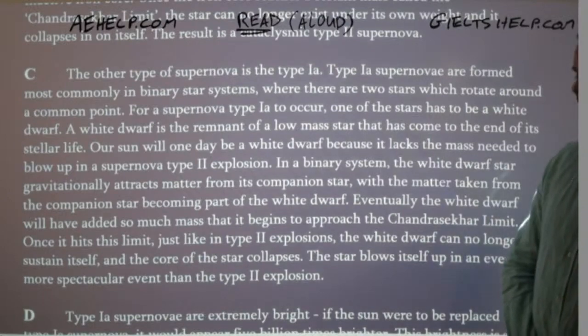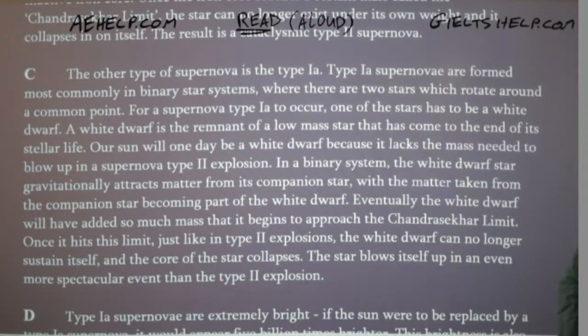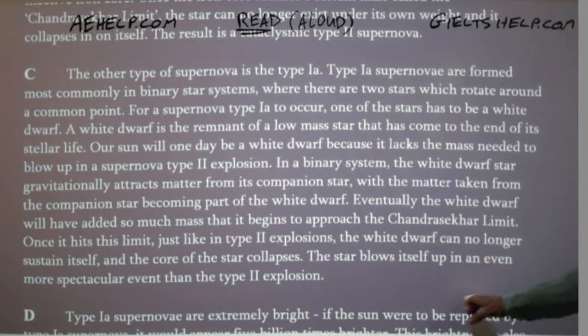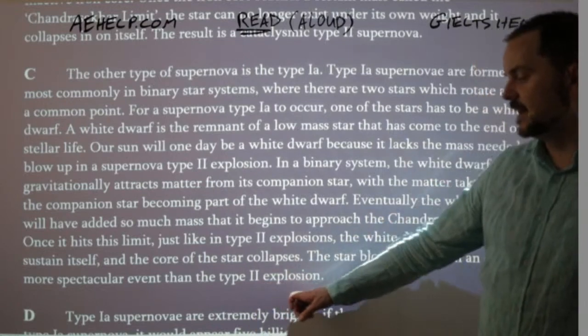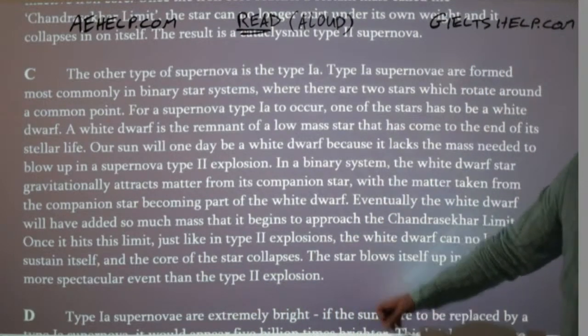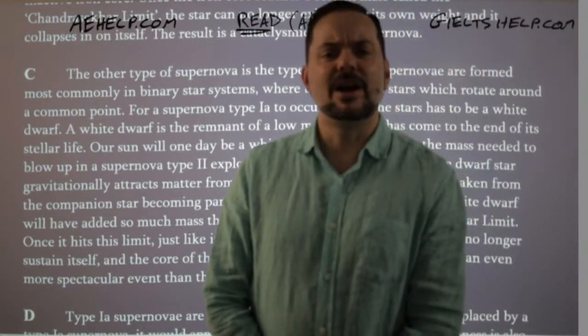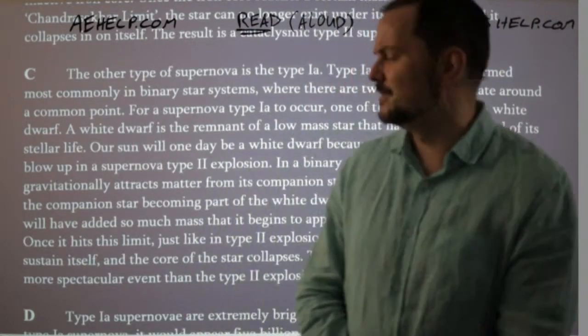Once it hits this limit, just like in type 2 explosions, the white dwarf can no longer sustain itself, and the core of the star collapses. The star blows itself up in an even more spectacular event than the type 2 explosion. So it's almost like imagining fireworks out in the great universe, right?